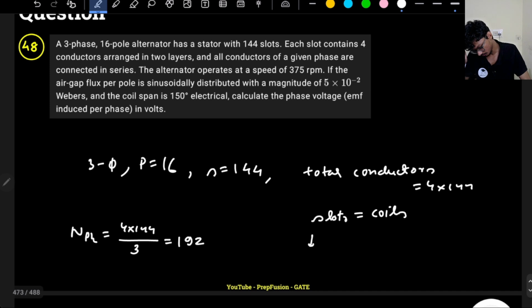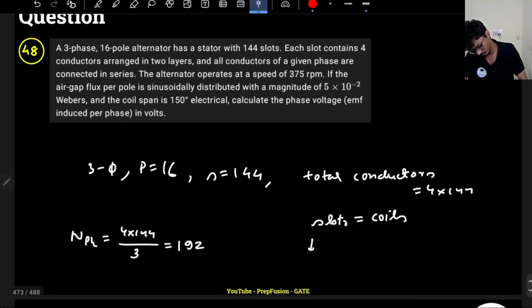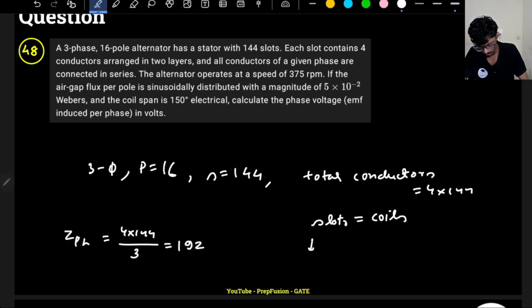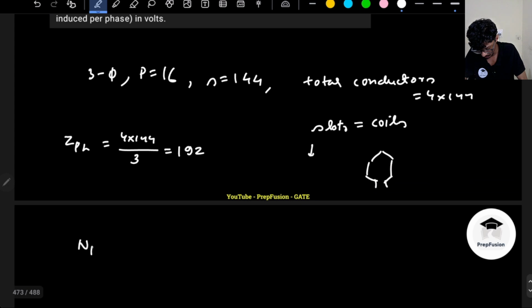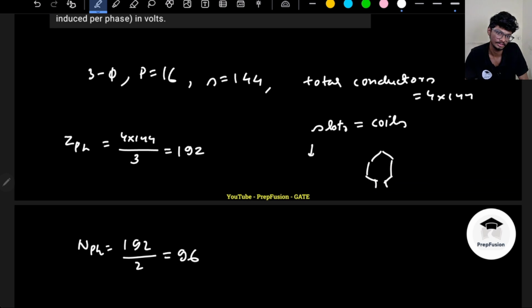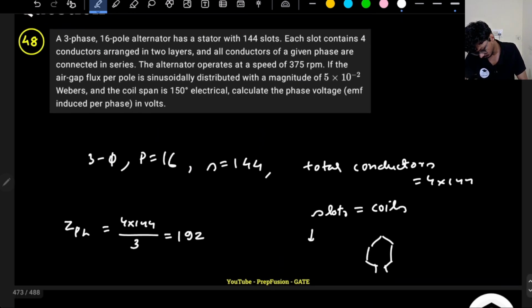Now what else they are telling: each slot has 4 conductors. Oh sorry, this is not the number of turns, right? I have actually found the number of conductors per phase. What is the number of turns? I know that 2 conductors make a single turn. So if I have 192 conductors, how many turns will I have per phase? The number of turns per phase will be 192 divided by 2, so it will be 96. Okay, these are my number of turns per phase.